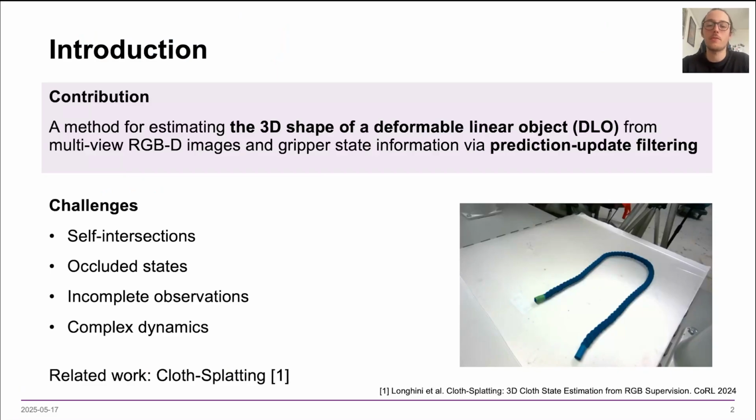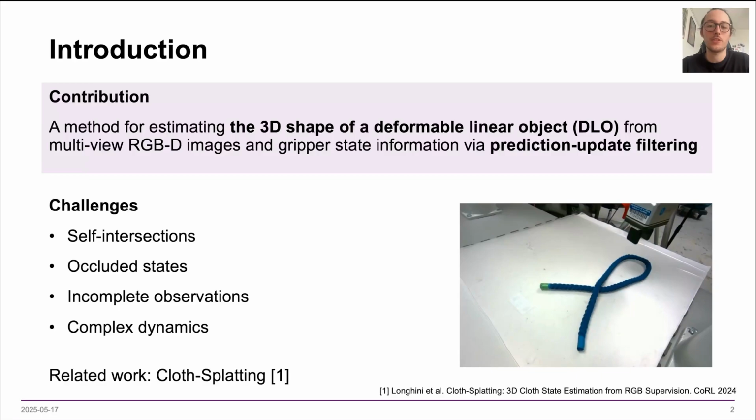We contribute a method for estimating the 3D shape of a deformable linear object, short DLO, from multi-view RGBD images and gripper state information via a prediction update filtering approach.